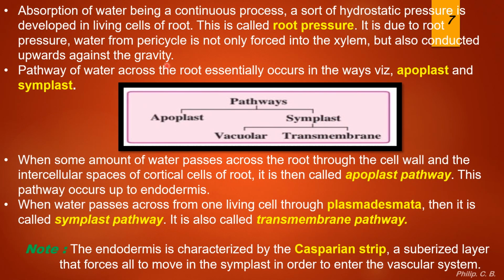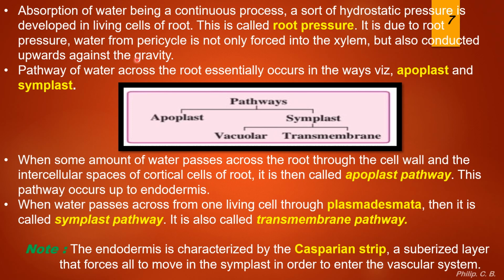Now, moving further, absorption of water being a continuous process, a sort of hydrostatic pressure is developed in the root cells. This is called root pressure. As we saw, from the root cell, it further passes to the cortical cell and it flows continually. So the root cell becomes flaccid, the cortical cell becomes turgid. Then again the root cell absorbs water, it becomes turgid as it takes water from the soil, and it goes on continuously, because of which it creates a hydrostatic pressure, which is nothing but the root pressure.